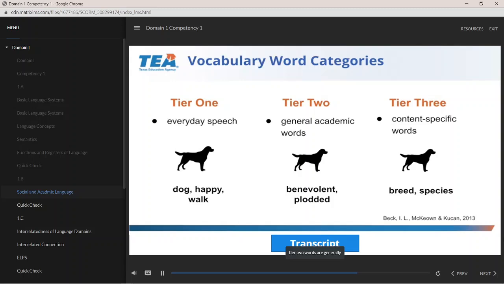Tier 2. Tier 2 words are generally academic words based on grade level standards and often appear in written text rather than in speech. Examples may include words like benevolent and plotted. Becoming familiar with the meaning of these words will help English learners comprehend text in all context areas. Tier 3. Tier 3 words are content-specific words, such as in science, the words breed and species. These words are considered key to developing cognitive academic language proficiency.